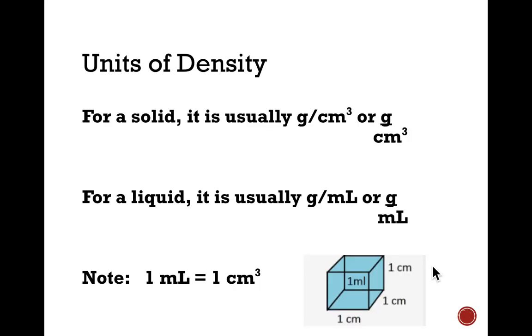All right, so let's talk about the units of density. As I said, it is a derived unit. For solids, the unit of density is usually expressed as grams per cubic centimeter, and it can be expressed either like this or like this. Strictly speaking, this is how many grams per 1 cubic centimeter. For liquids, because we measure liquids in milliliters, it's usually expressed as grams per milliliter or grams over milliliters. Now you should note that a milliliter is a cubic centimeter. In other words, if you have a cube that's a centimeter by a centimeter by a centimeter and fill it with a liquid, that's the equivalent of 1 milliliter.